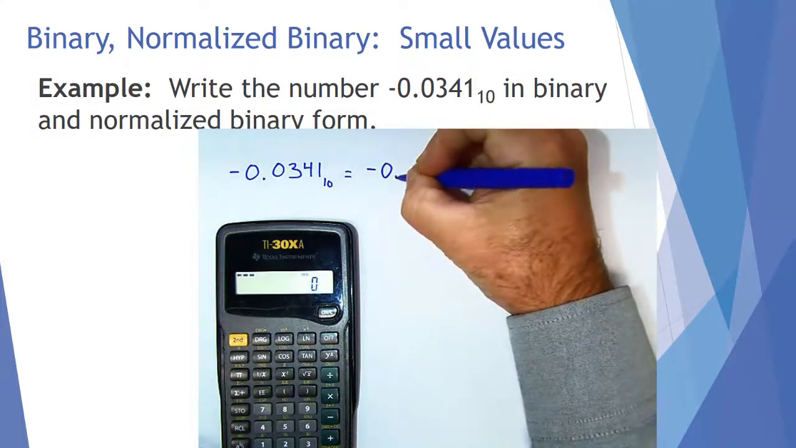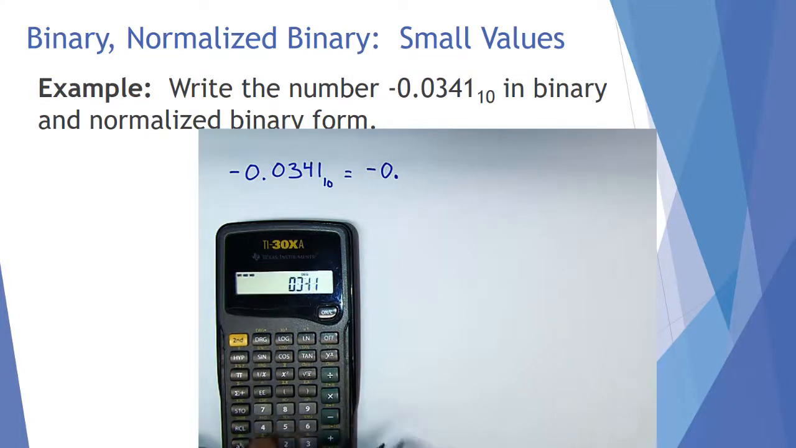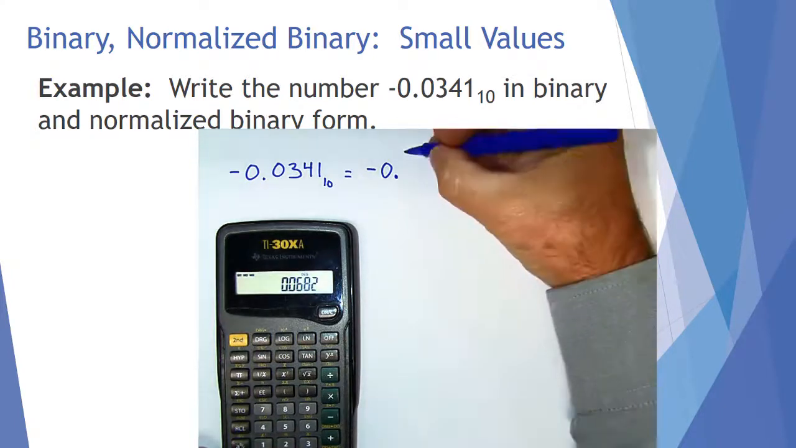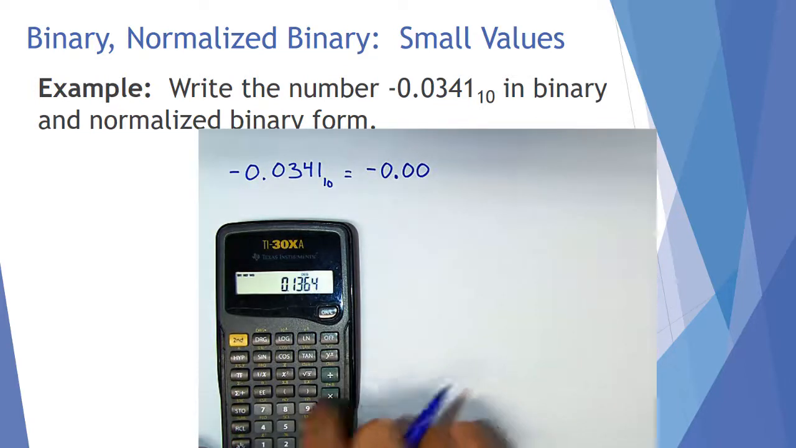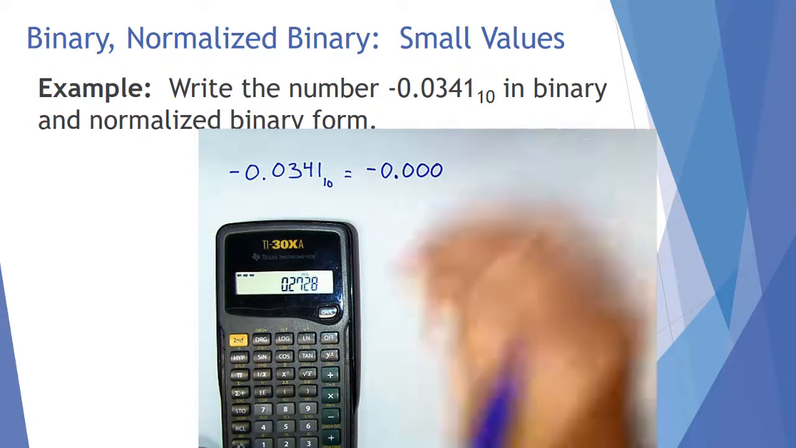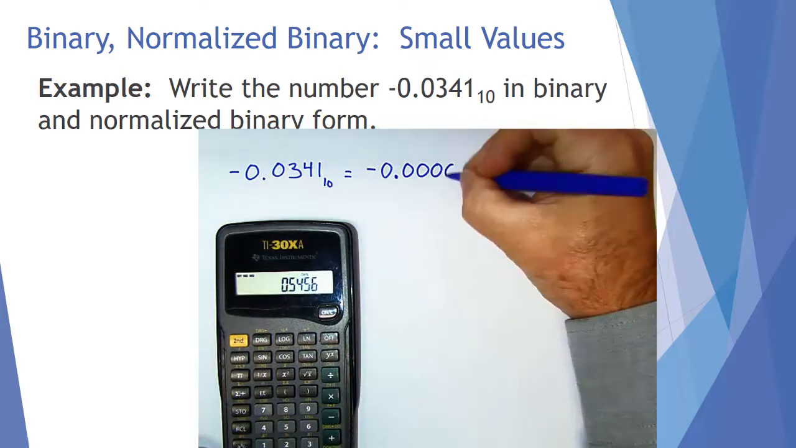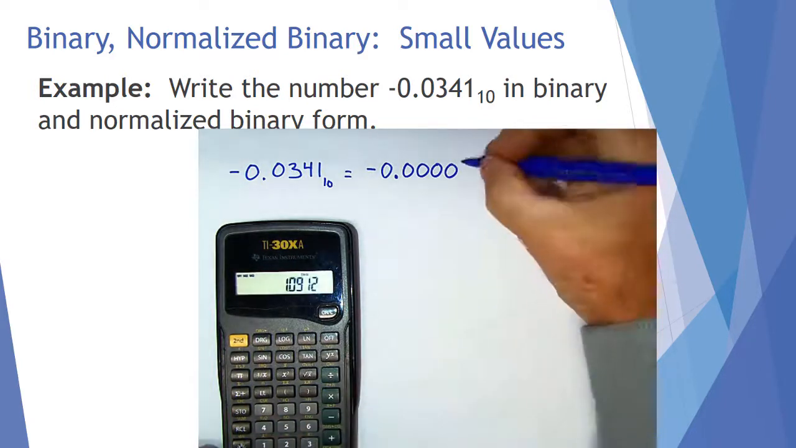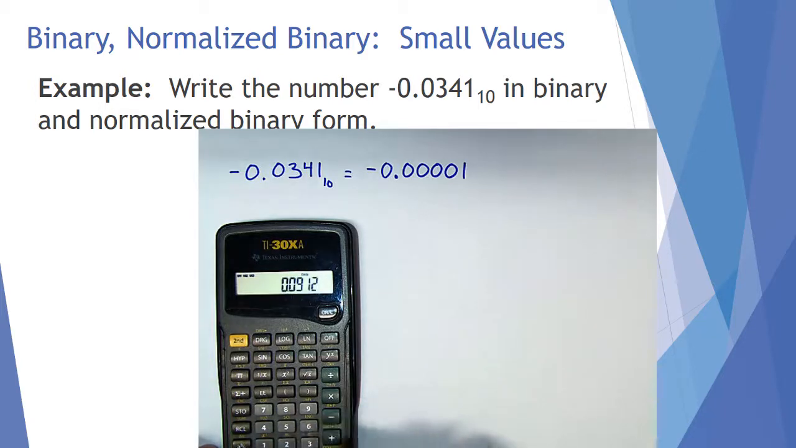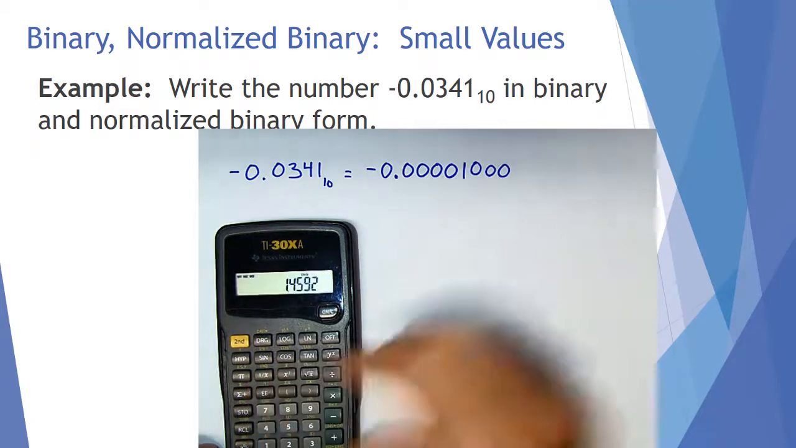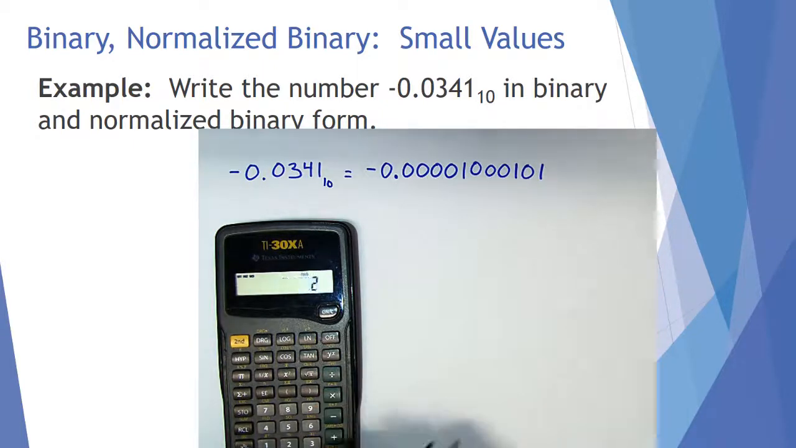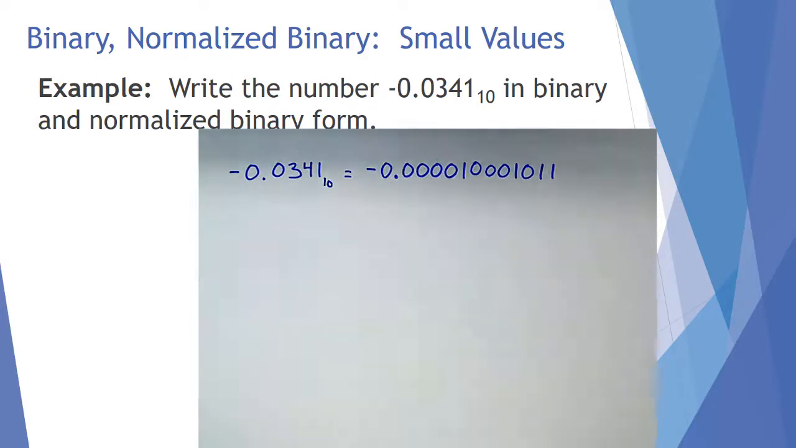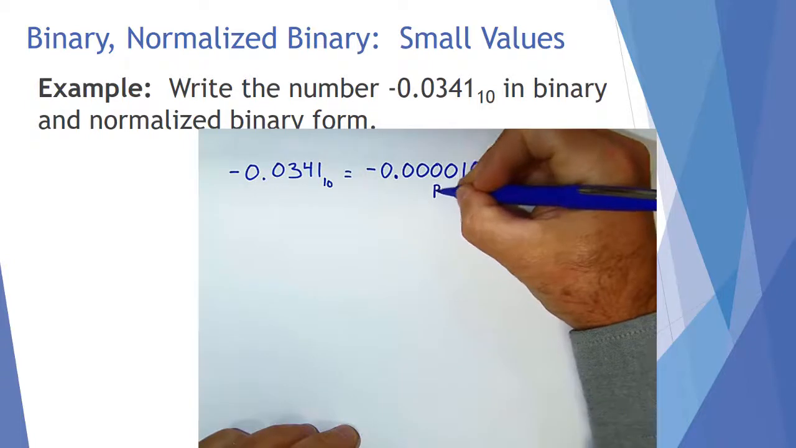Negative 0.0341. We're going to multiply that by 2, and we get a 0. Times 2, we get another 0. Times 2, we get another 0. Times 2, another 0. Times 2, there we got a 1. So we'll subtract that off and keep going. There's another 1. All right, and that's plenty of places for what we're doing. There, we've got this in binary form.